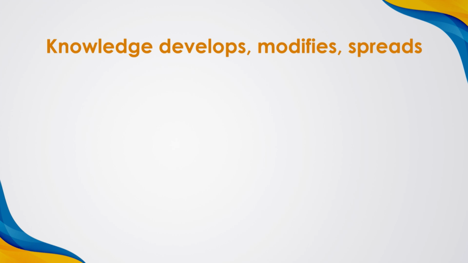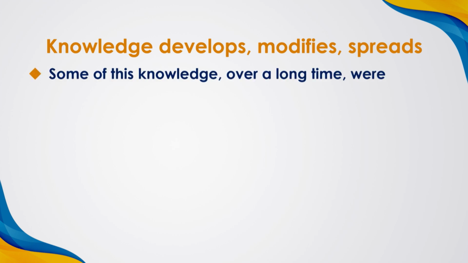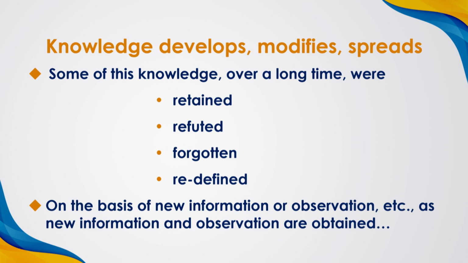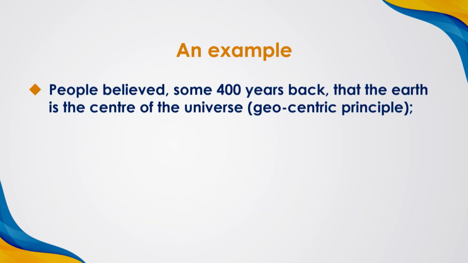Knowledge develops, modifies, spreads. Some of this knowledge over a long time was retained by the community, refuted by some people, forgotten by the community, and redefined; they changed the concept. So, this happens on the basis of new information or observation, as new information and observation are obtained. I will give an example.